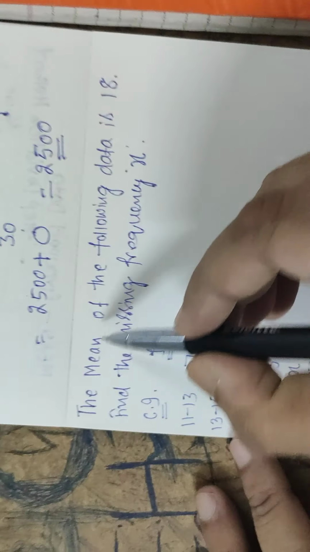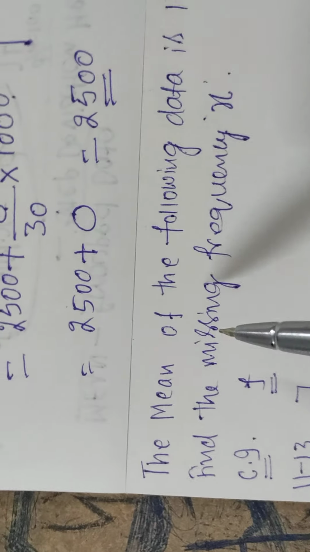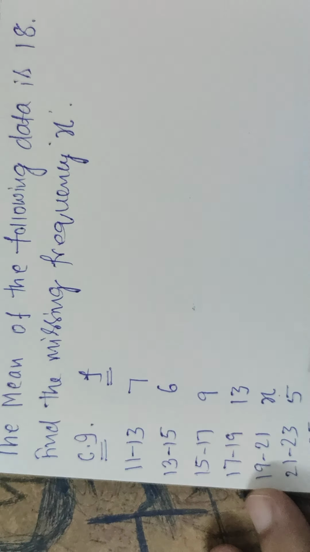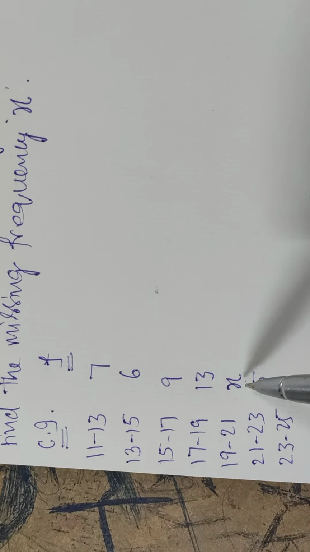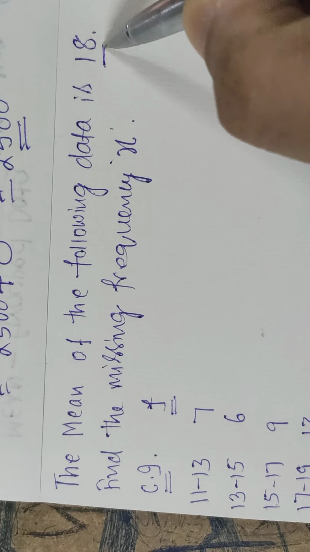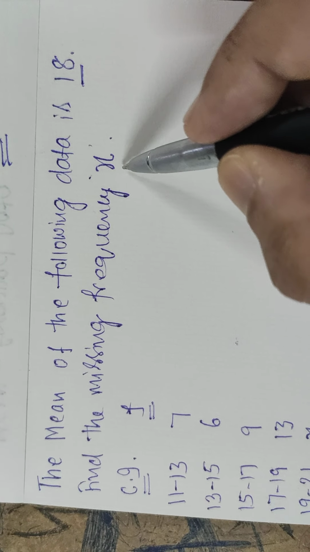So, mean by the step deviation method is over. Now, missing frequency, a single missing frequency. In the frequency column, one frequency will be missing, and they will give you the mean. See, the mean of the following data is 18. Find the missing frequency x.